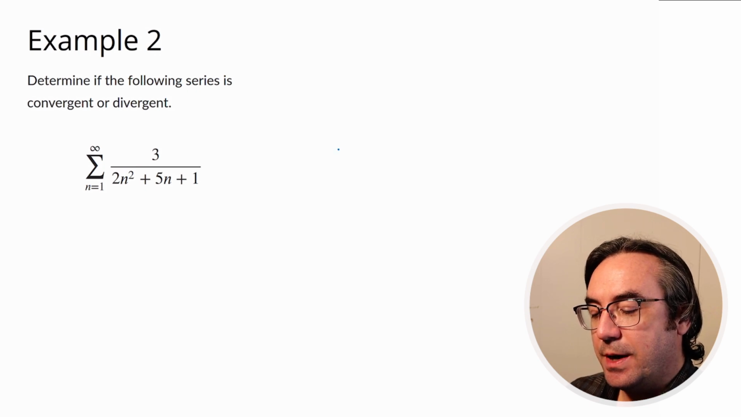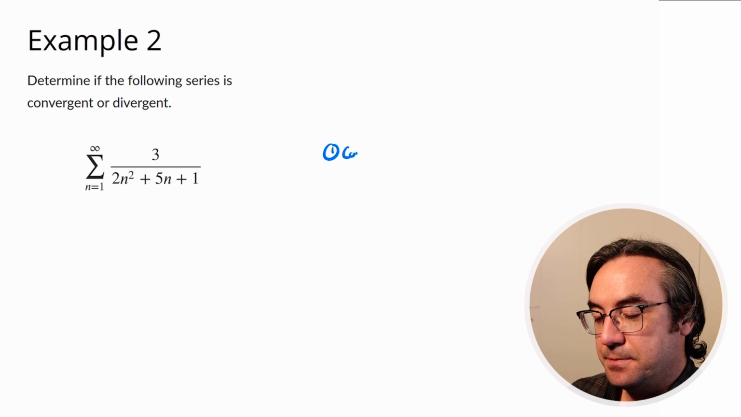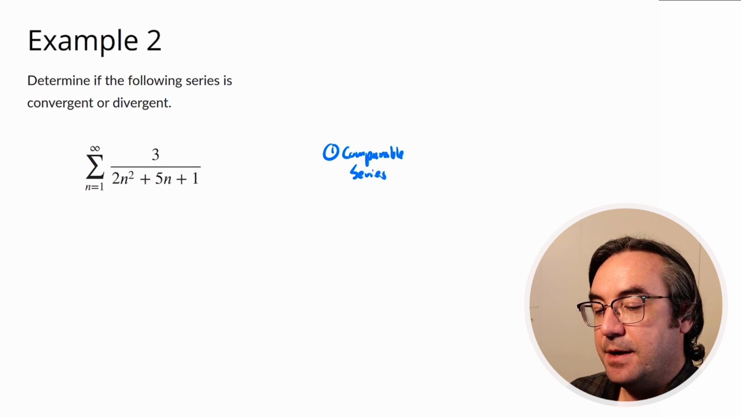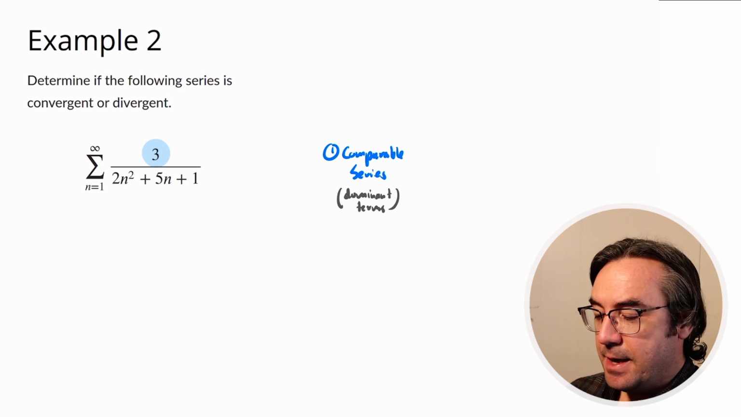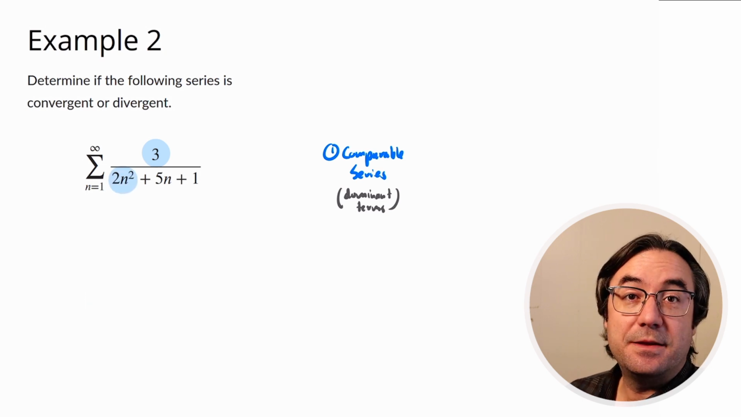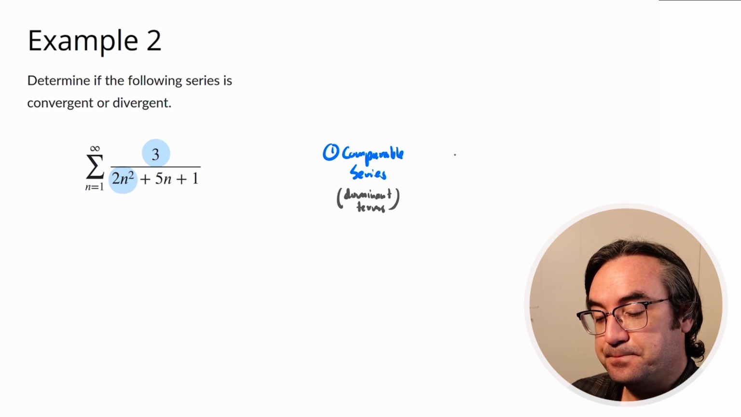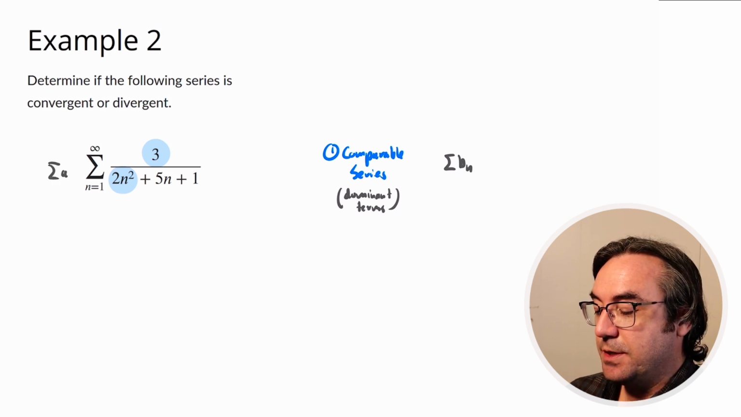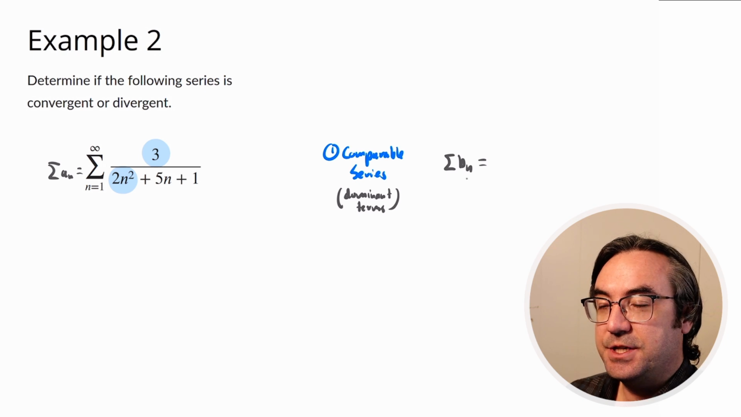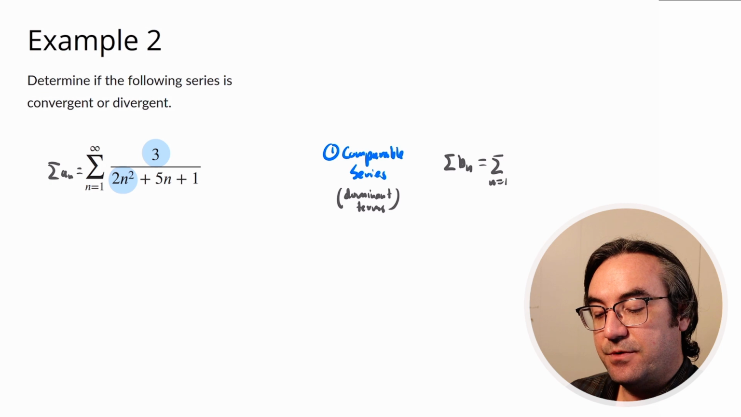All right, so first step, we want to get our comparable series. What are we actually going to compare this to? And again, the way we do this is with dominant terms. So you look for the term that takes over in the numerator, which is the 3, and the term that takes over in the denominator, so the 2n squared. So we'll call our comparable series sigma bn, and we'll call our original one sigma an. And for sigma bn, it's going to be the sum from n equals 1 to infinity, 3 over 2n squared.